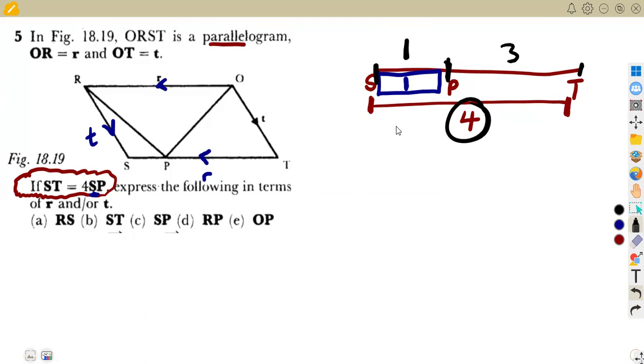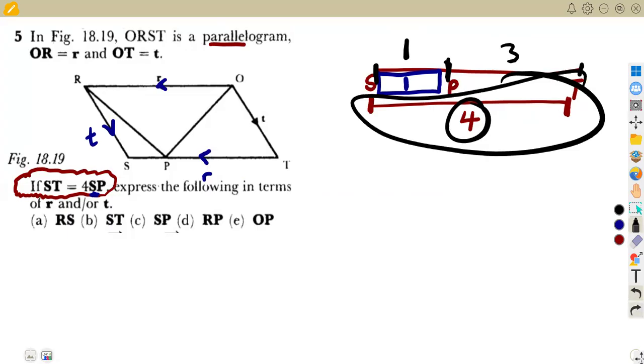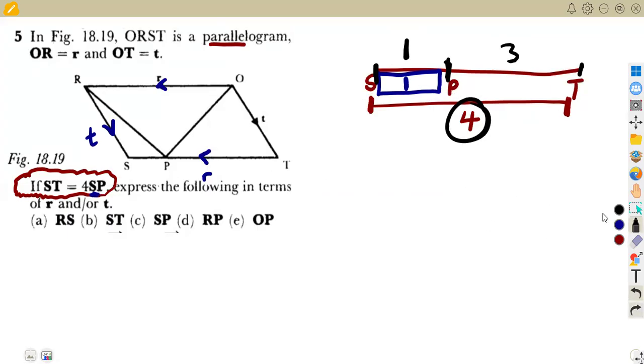So it's a ratio that you consider between SP and PT and the whole of ST. PT carries 3 parts. SP has got 1 part because ST has got 4 parts. This is what you can do. You can try to write it as a fraction. ST is equal to 4 SP. You have it as a fraction.